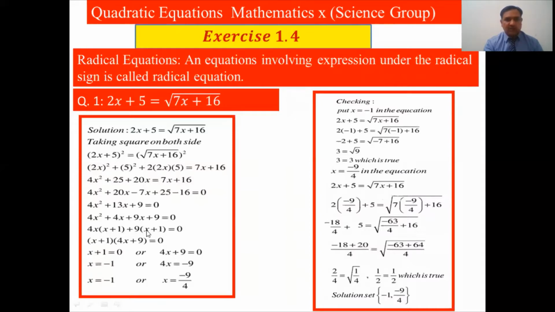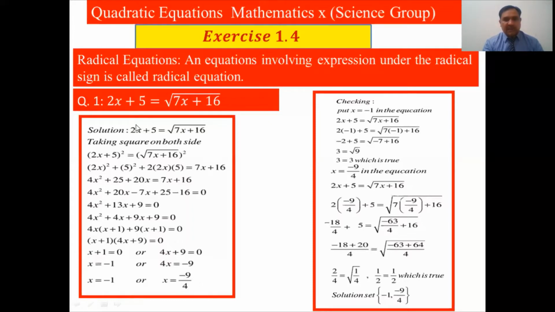So here x plus 1 is common, and we are left with 4x plus 9 equal to 0. So either x plus 1 is equal to 0 or 4x plus 9 is equal to 0. If x plus 1 is equal to 0, it means x is equal to minus 1. If 4x plus 9 is equal to 0, then 4x is equal to minus 9 and x is equal to minus 9 by 4. Now we have two solutions of this equation: x is equal to minus 1 and x is equal to minus 9 by 4.